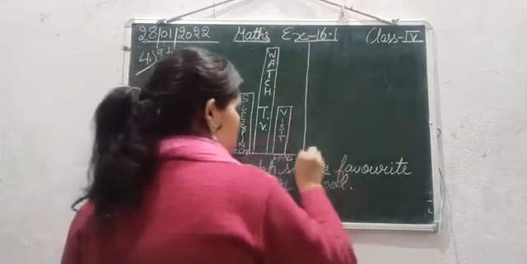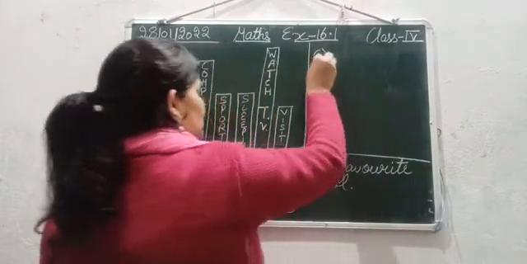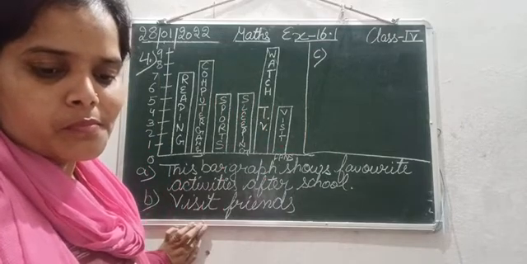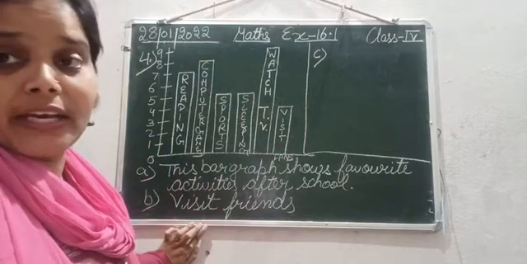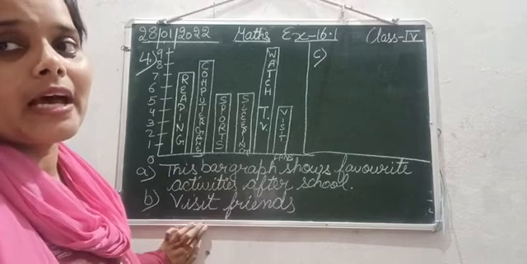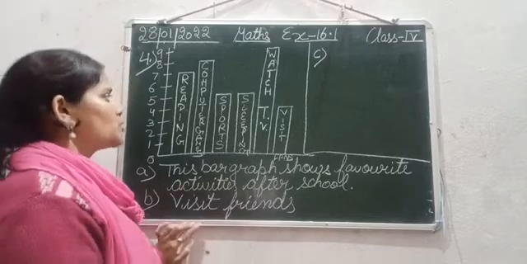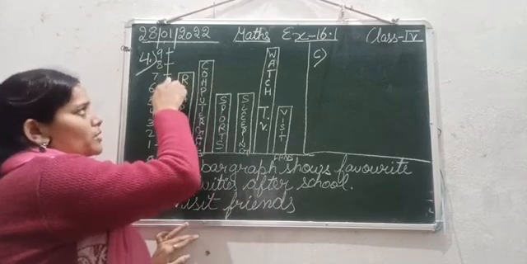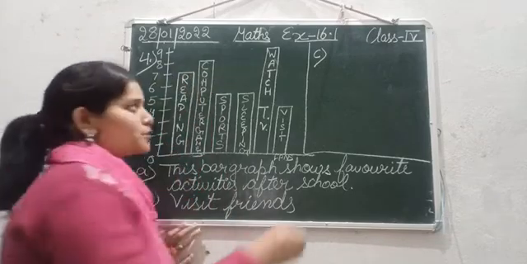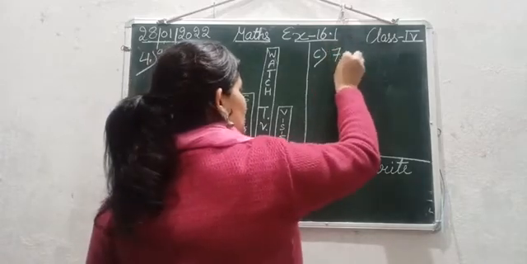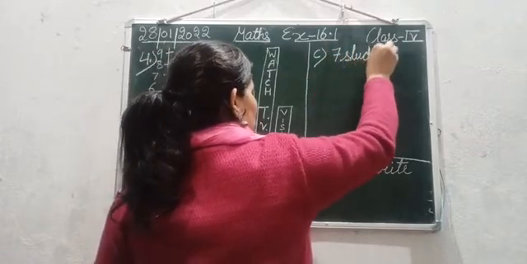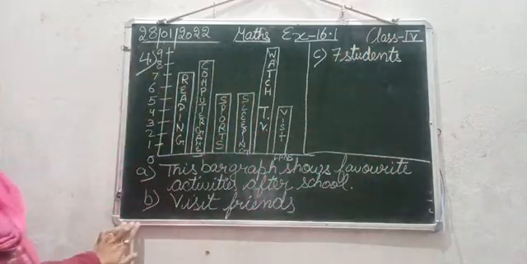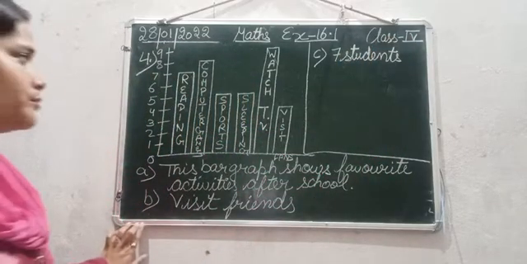Moving next to C. How many students like reading? कितने students हैं जिनको reading पसंद है? So this is the reading graph. How many students like reading? 7 students. So the answer is 7 students. 7 students like reading.